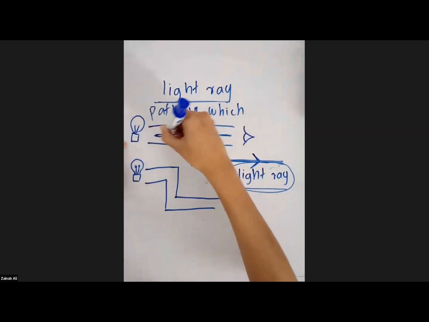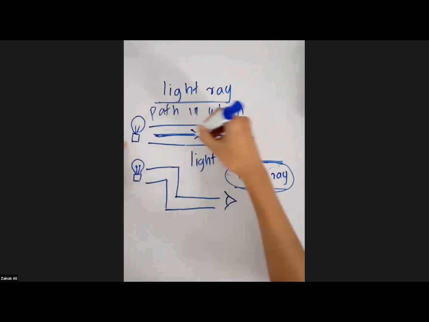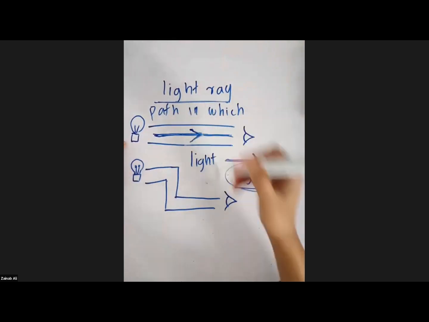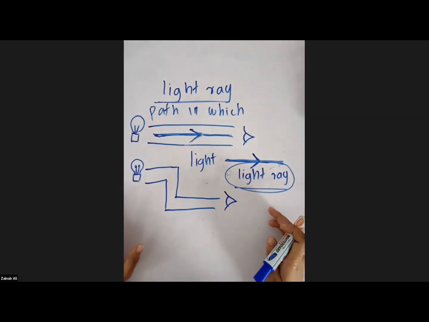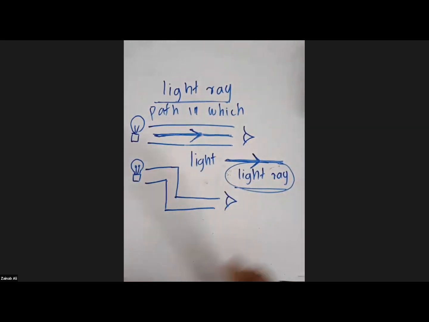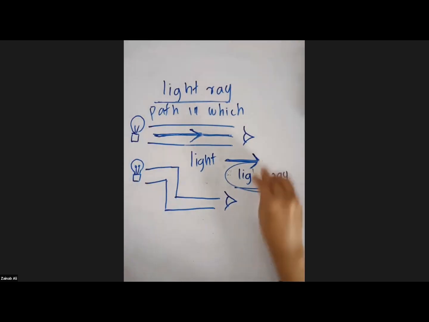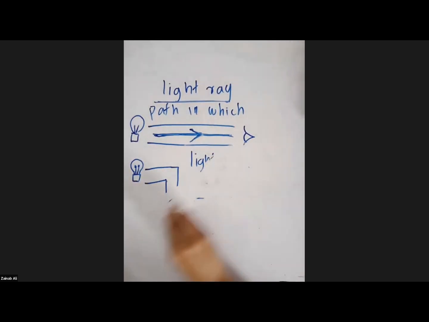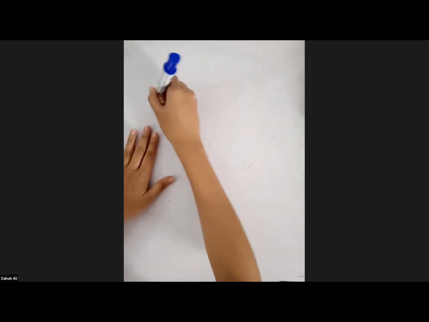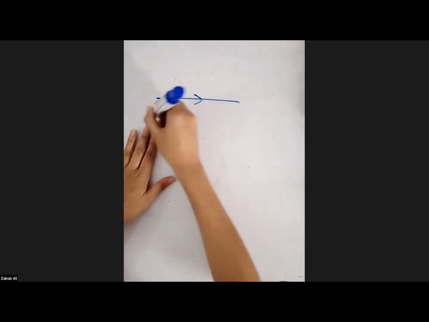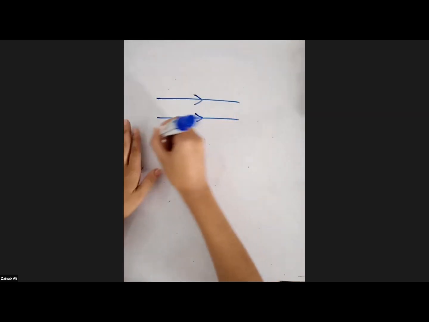So that's how we draw a light ray. We put a straight line and an arrow like this. Now the second thing I'm going to teach you is what is a light beam. We studied what is a light ray. Now let's study what is a light beam. A collection of light rays, you call it a light beam.